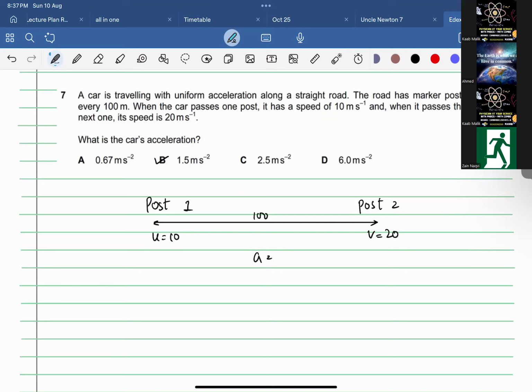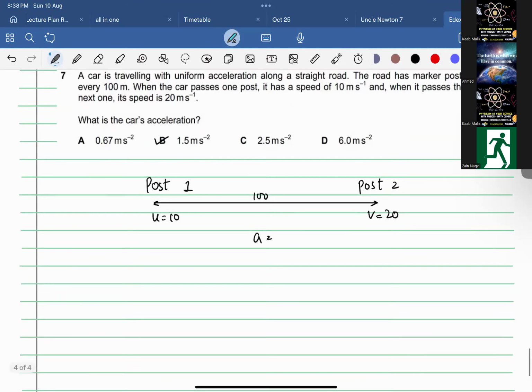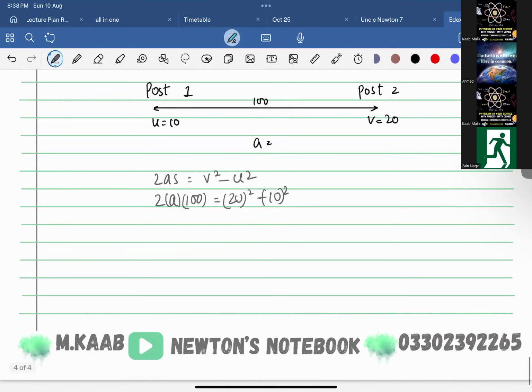Yeah. Okay, perfect. So basically आप लोग ने यूज किया होगा 2as equals to v squared minus u squared, and then 2a is going to be unknown and s is 100. Okay, and the v squared is 20 squared. Okay, and the u squared is 10 squared. Okay, so 20 squared is 400, 10 squared is 100, 300. Okay, and divided by 200, so that will give you the acceleration as 1.5.